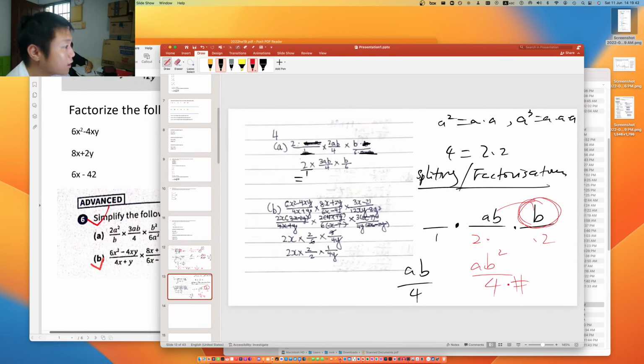Alright? Okay, good. Next. So the next question, what I see here is there are a lot of opportunity for you to cancel. Then you simplify until this step. Okay, can you show me this step again?